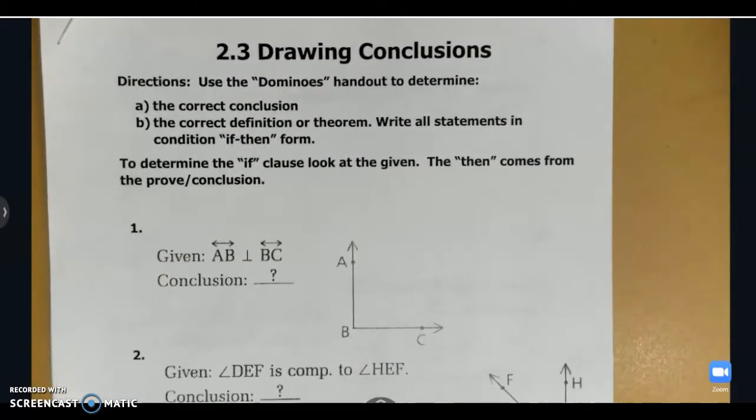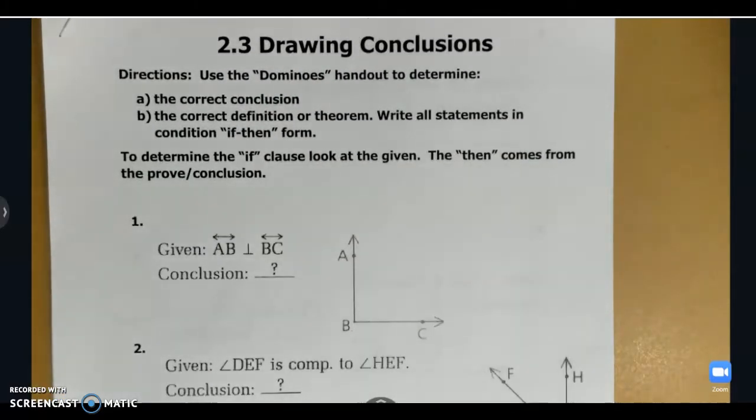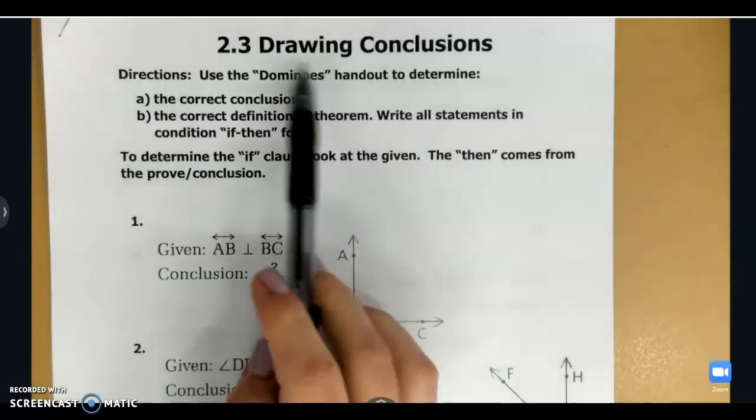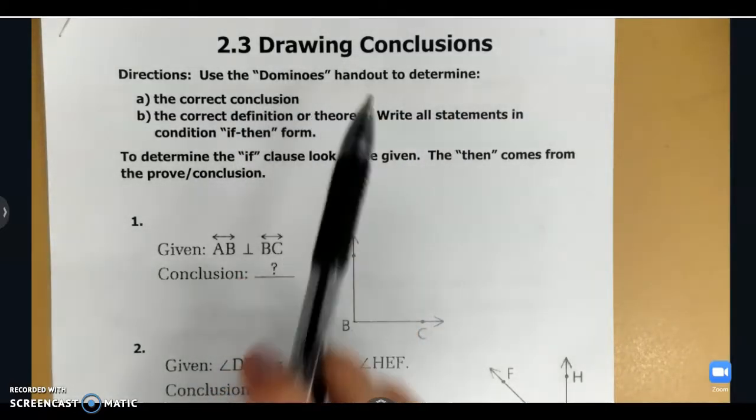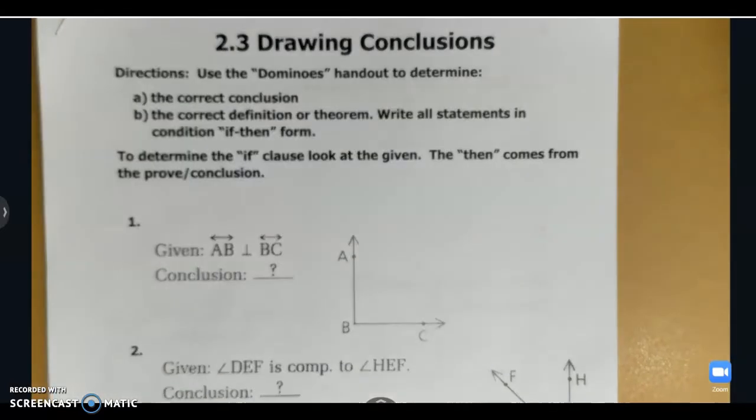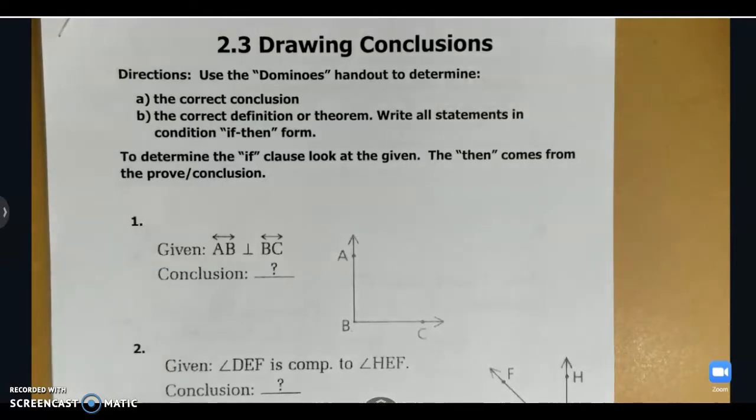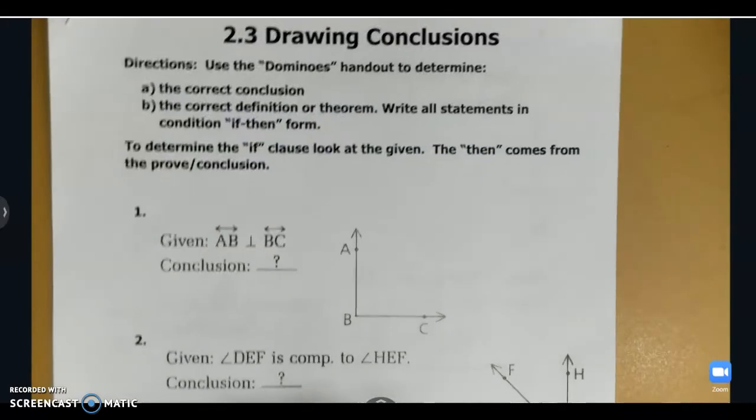This is going over the solutions to our drawing conclusions. So we are going to be using some of our theorems that we've learned to draw the correct conclusion. We're going to be giving our definition in the if-then format. And so let's dive into number 1.